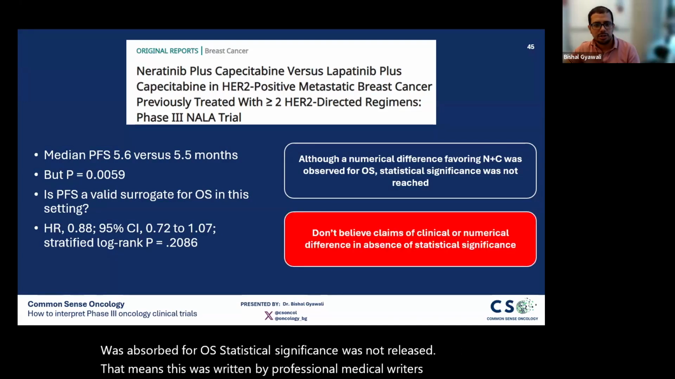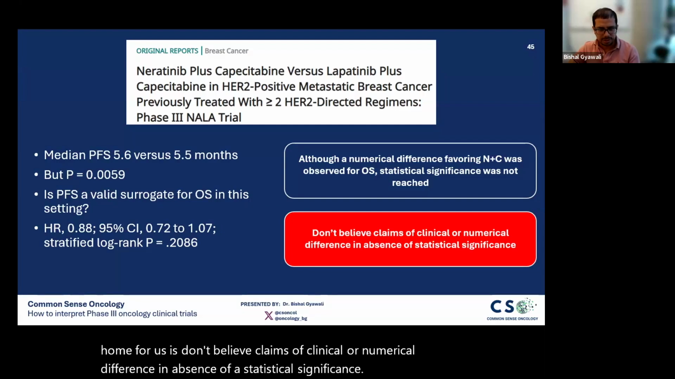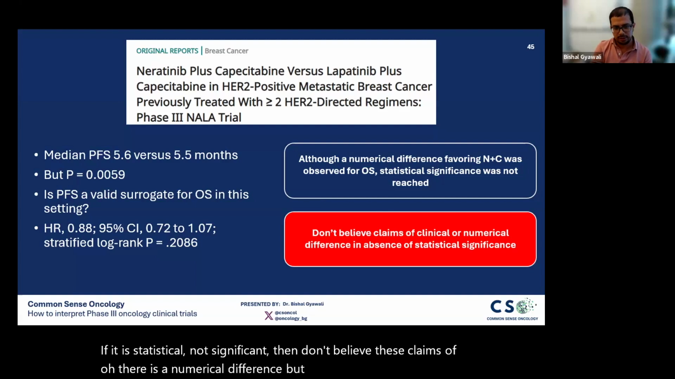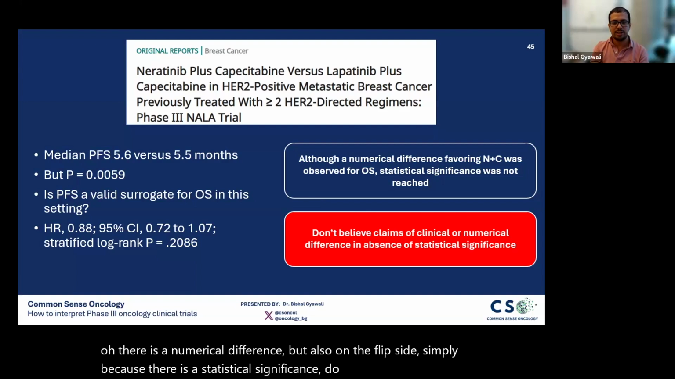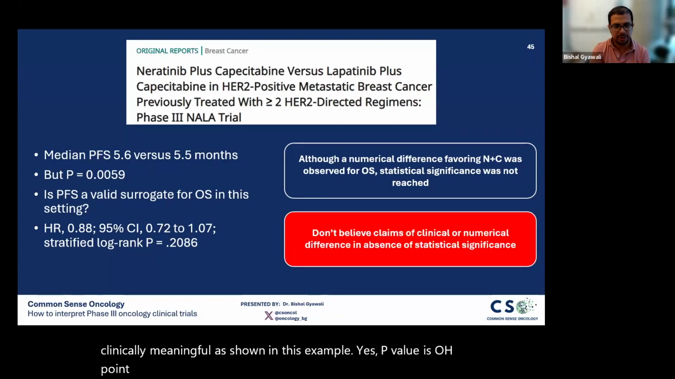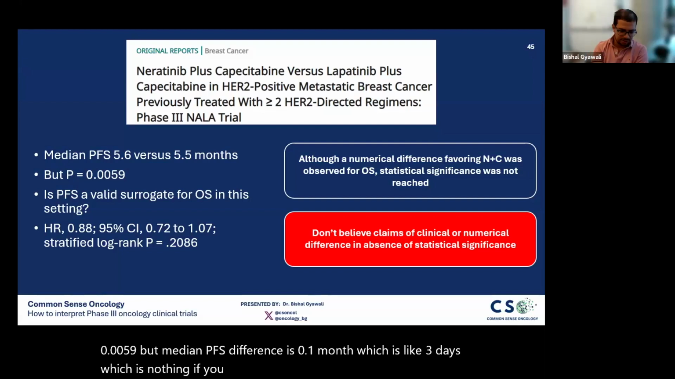So take home for us is don't believe claims of clinical or numerical difference in absence of statistical significance. If it is statistically not significant, then don't believe these claims of, oh, there is a numerical difference. But also, on the flip side, simply because there is a statistical significance, do not assume that it is clinically meaningful. As shown in this example, yes, p-value is 0.0059, but median PFS difference is 0.1 month, which is like 3 days, which is nothing. If you forget your scan and come for an appointment 1 week later, that will be a difference of 7 days.